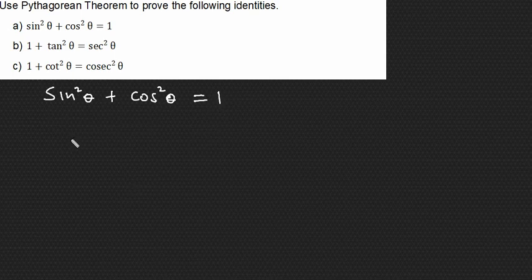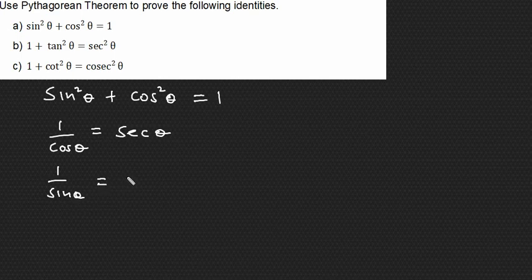And don't forget, we said 1 over cos is equal to sec. So 1 over sine is equal to cosec theta. We learned that. And 1 over cot is equal to tan theta. So in proving B and C, there is something we need to learn.